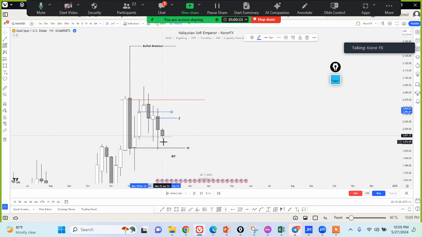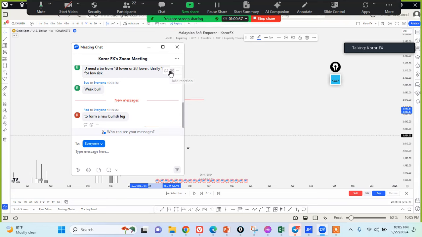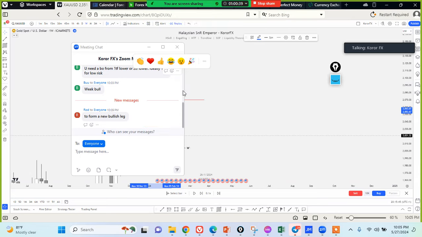What I do is I use some of my techniques that may help me. I think to form a new bullish leg.